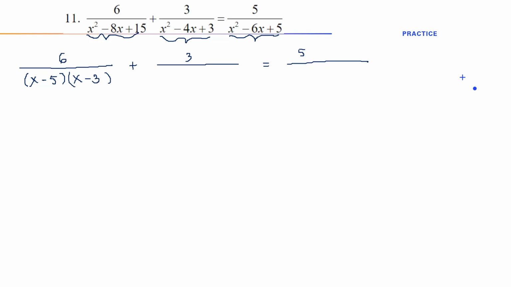Alright, next one, we'll have x for the first term in each factor, and then 2 numbers that multiply to 3 and add up to -4, so that should be -3 and -1. Alright, the last one, two numbers that multiply to 5 and add up to -6, that should be -5 and -1.